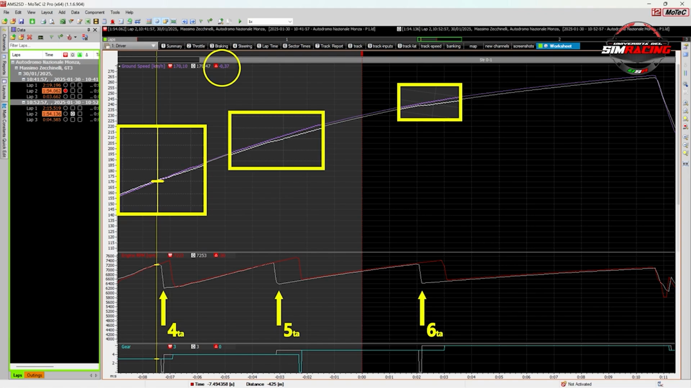Before shifting into third gear, the max toe setup actually had a slight advantage of plus 0.5 kilometers per hour. However, with each early upshift through to sixth gear, the gap progressively reversed, reaching the final 2 kilometers per hour deficit for the max toe setup.